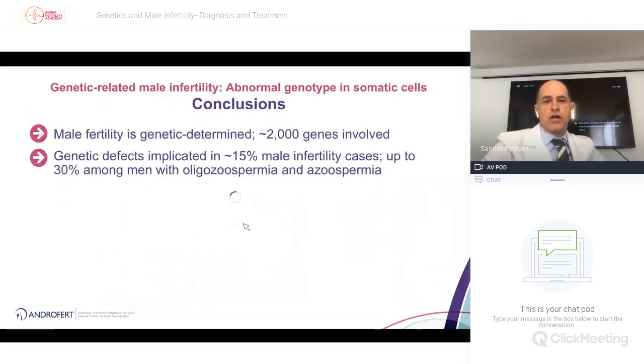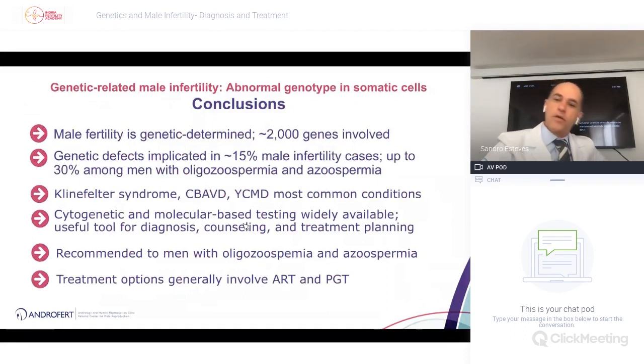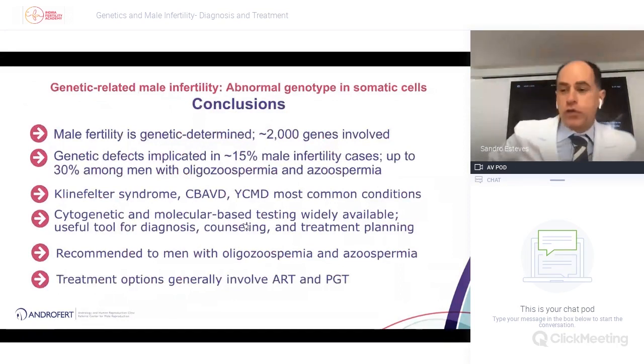So it's very easy today to make the diagnosis because we have both cytogenetic and molecular-based testing, and the results will be extremely useful for diagnosis, counseling, and treatment planning. So please do genetic testing for your patients with oligozoospermia and azoospermia. And the treatment options will involve ART with or without PGT.